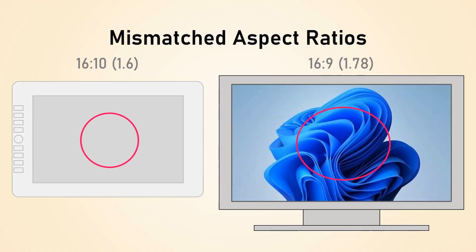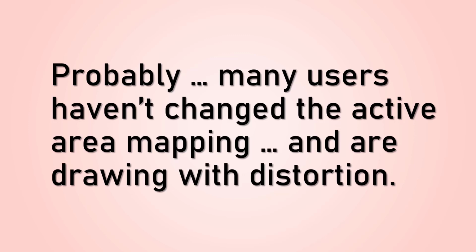Also, the most likely case is that the pen tablet is a 16:10 aspect ratio and the display has a 16:9 aspect ratio. With those specific aspect ratios, drawing a circle on the pen tablet will translate into exactly this kind of oval on the display. And it is my belief that most people do not go into their pen tablet drivers and change how their active area mapping works. So ultimately, I feel it's pretty likely that many of you who use pen tablets are drawing and you're drawing with some distortion.